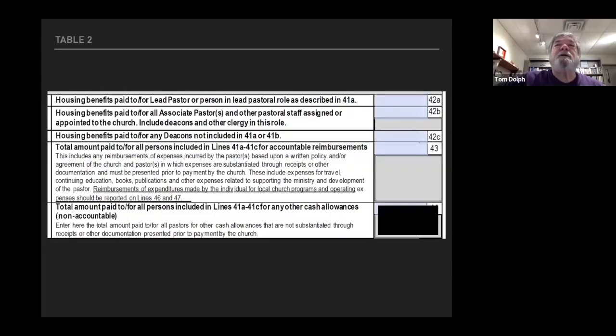There are places earlier in the worksheet to include your accountables, which are things like utilities, conference expenses, book expenses, robes, those kinds of things must be accountable. So there is nothing in this particular blank.